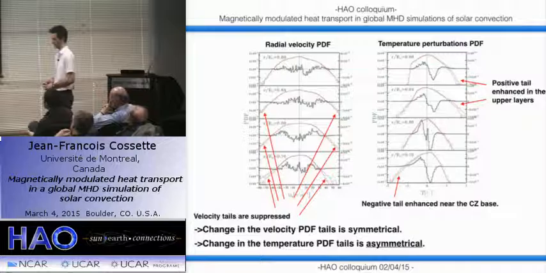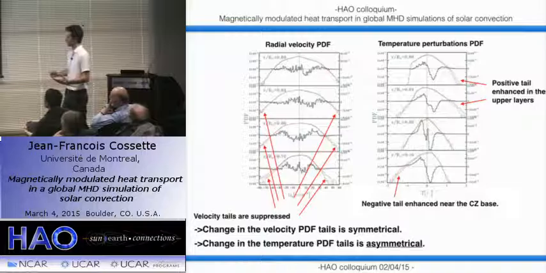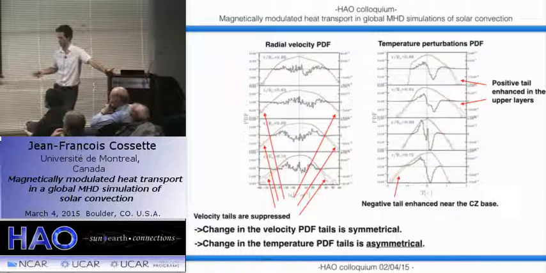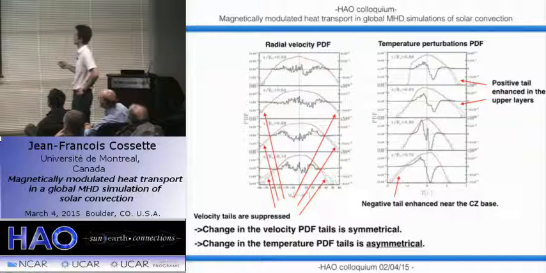See the asymmetry here, which is due to the weak density stratification, which is specified by the reference state of the anelastic approximation. And what's apparent from those PDFs is the suppression of the velocity tails as you go from minimum to maximum, which is consistent with the increased Lorentz force, which I've shown you earlier. Now, the change in the temperature perturbation PDFs is less obvious.